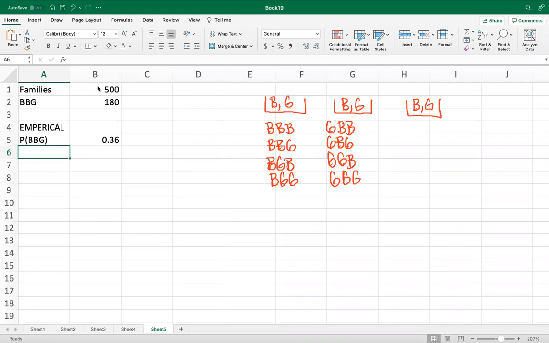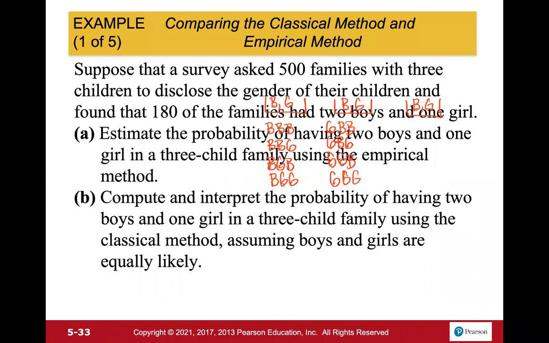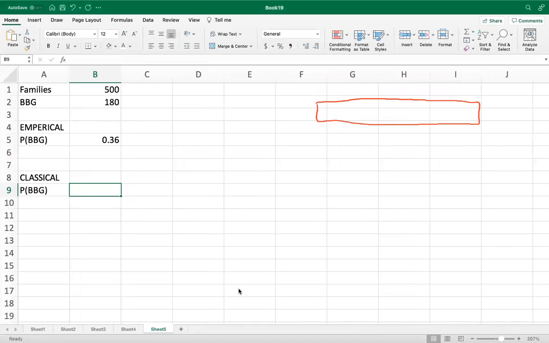So now from here, the classical method is going to be the probability of boy, boy, boy, girl. And hold on, what was it? Actually, I lied. Okay, so let's clear this up really quick. So the question here, and I'm glad that I checked: 180 of the families had 2 boys and 1 girl. So there's more than just one possibility with 2 boys and 1 girl, and I just erased all of them. So give me a second, I'll write these again and I'll come right back.